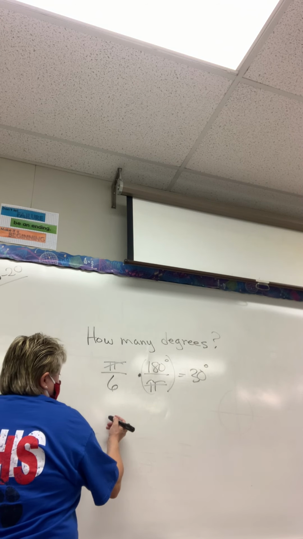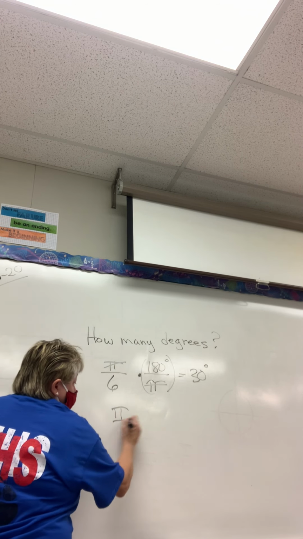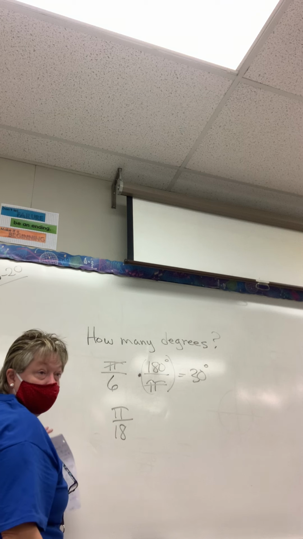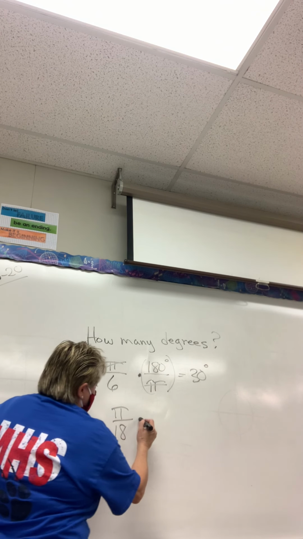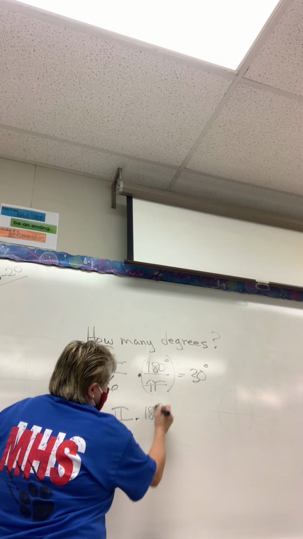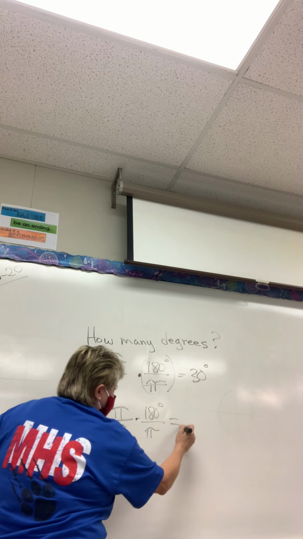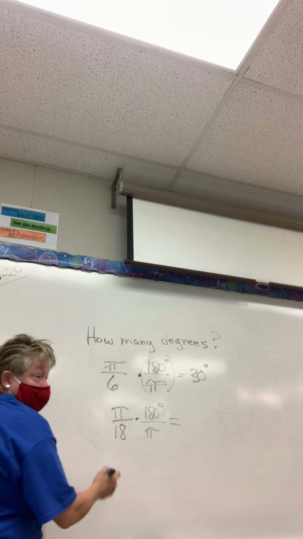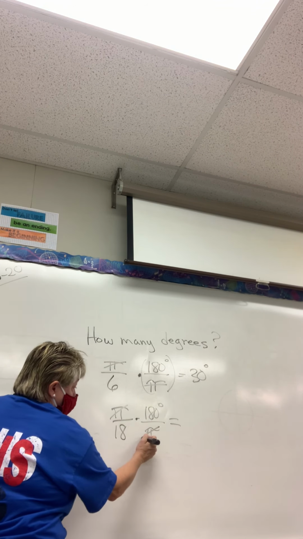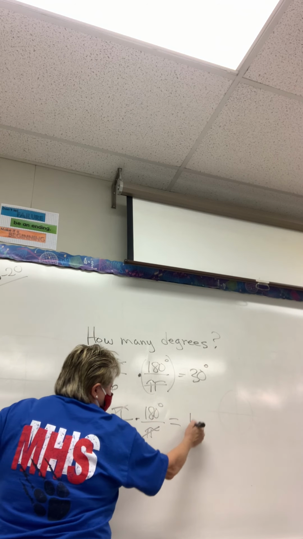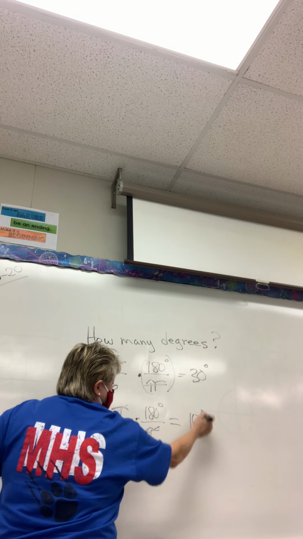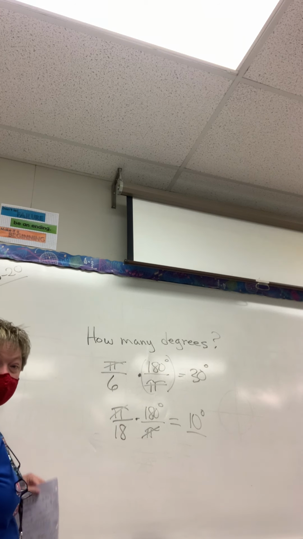Or let's say I have pi over 18. If I multiply by 180 over pi, I can convert this one to degrees. 18 into 180 would be 10. So it would be 10 degrees.